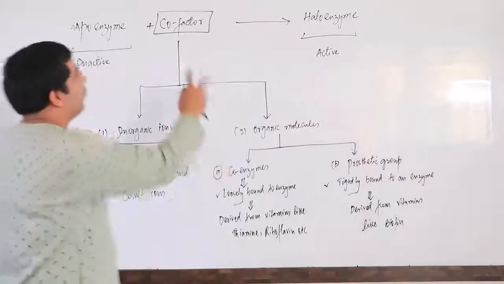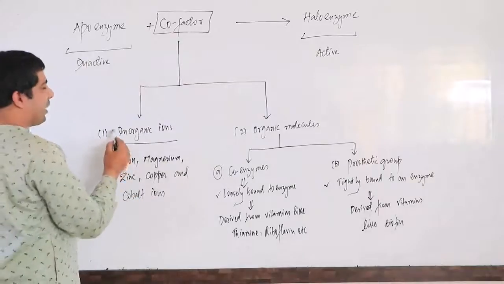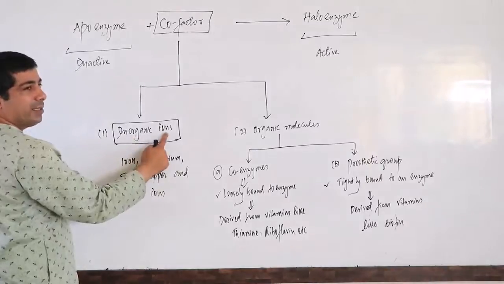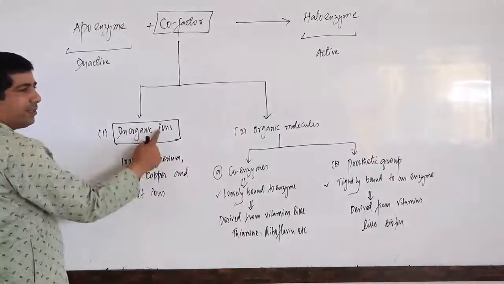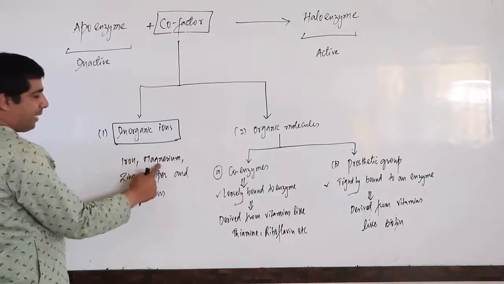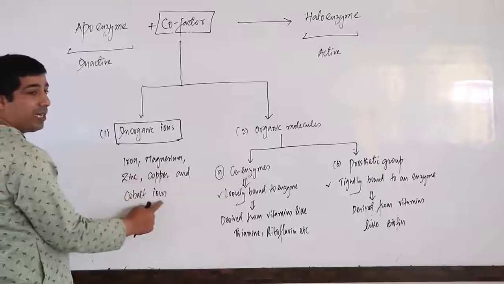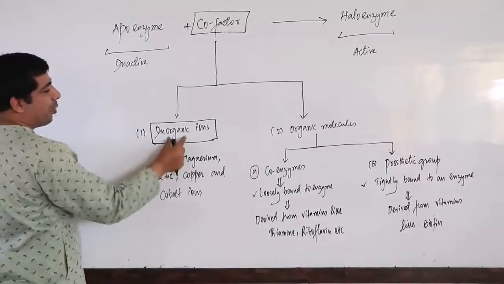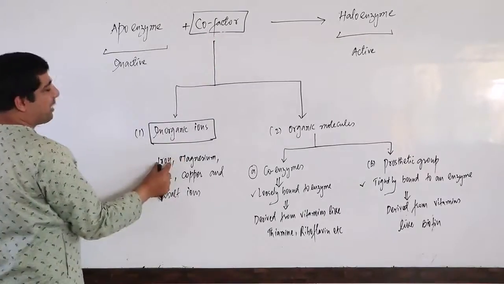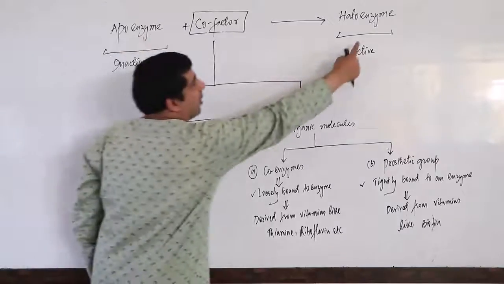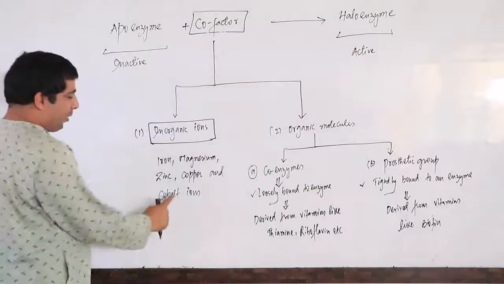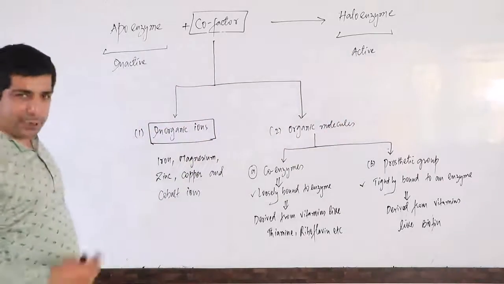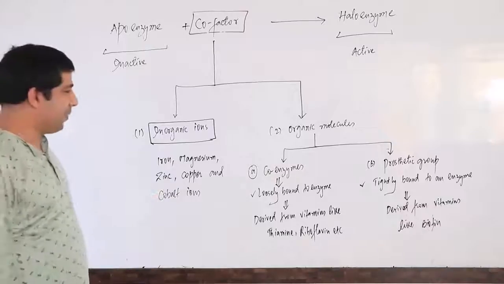So this cofactor can be divided into two types. You can have a cofactor like inorganic ions. In inorganic ions, you will have iron, magnesium, zinc, copper and cobalt ions. If you give this iron to the apoenzyme, iron is nothing but an inorganic ion and it's nothing but a cofactor. If you give this iron to apoenzyme, it will become holoenzyme. If you give cobalt to the apoenzyme, it will become holoenzyme. Correct? So it will become active. So it will perform its catalytic activity.